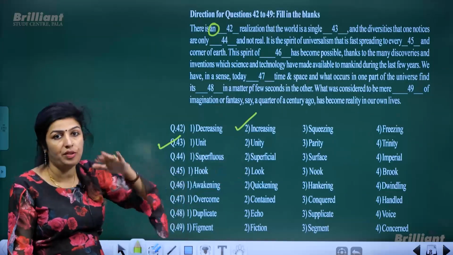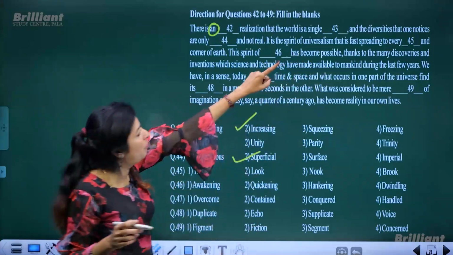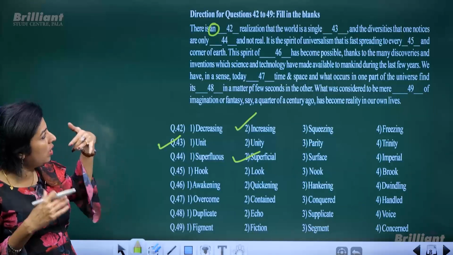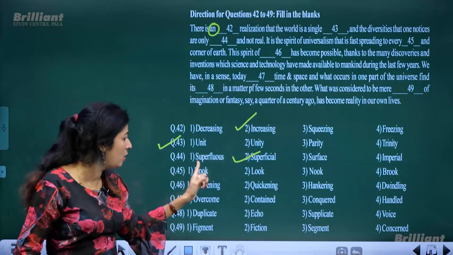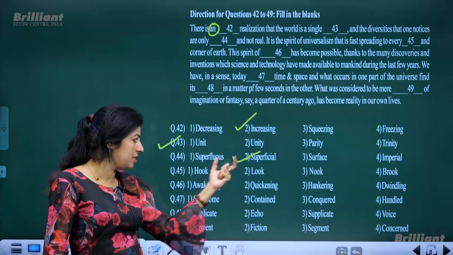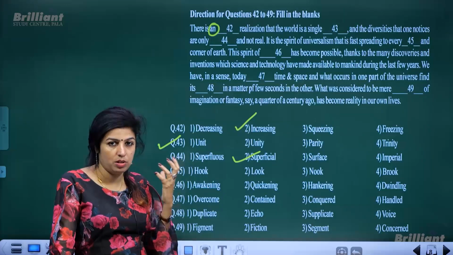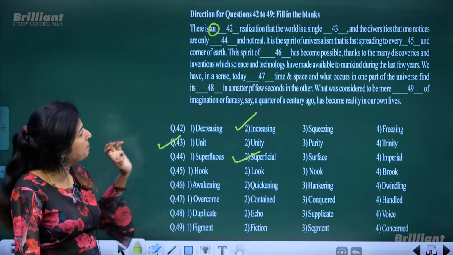Superficial means on the surface level. So, superficial means the diversities that we notice in our world are only on the surface level, not real. The answer is superficial, not superfluous. Do not jump to a conclusion because both are almost same-sounding words, but the difference is there regarding the meaning.